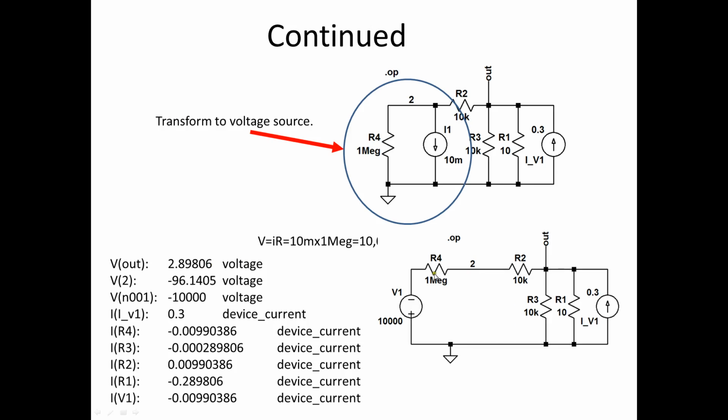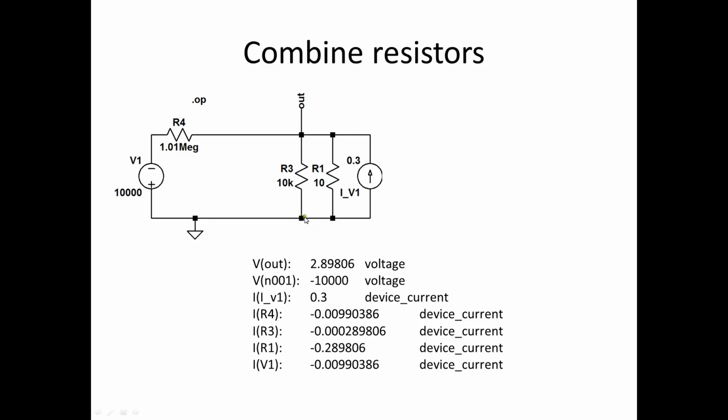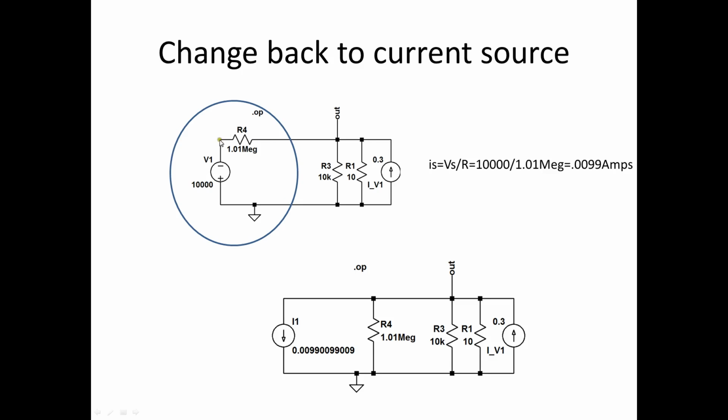Then we notice that we can combine these two resistances to 1.01 meg. We're still getting the same voltage across V out. And we notice again that we can convert this back to a current source. So now Is equals Vs divided by R. That's 10,000 divided by 1.01 mega ohms, or 0.0099 amps. So now we're back here.